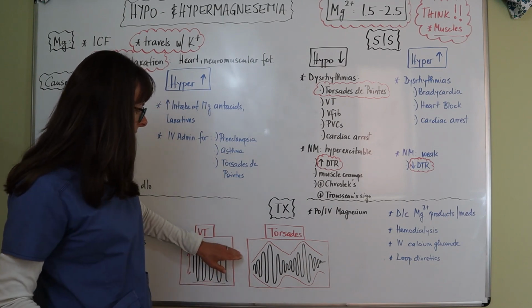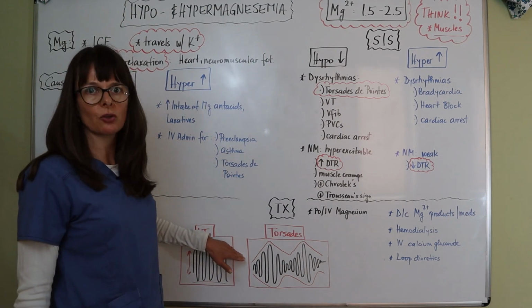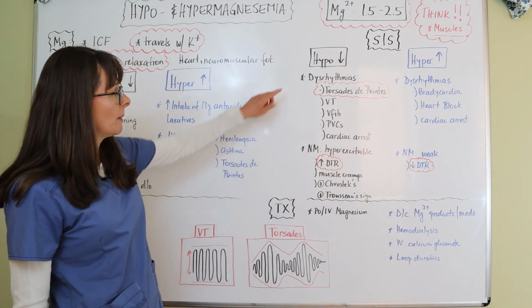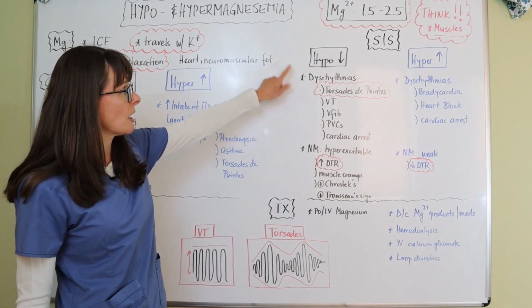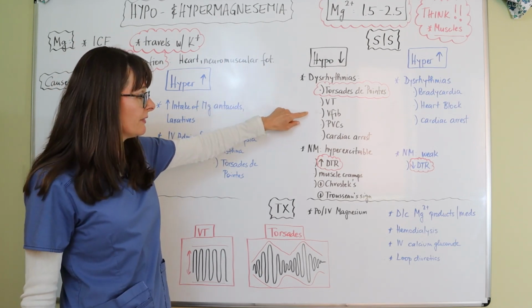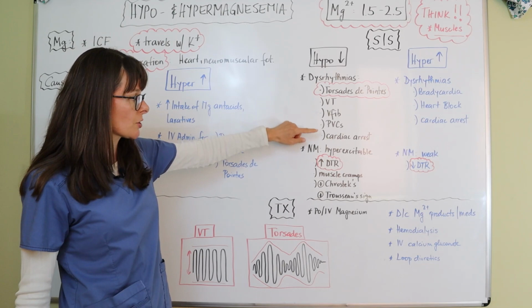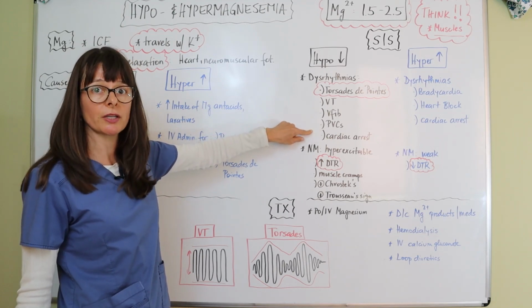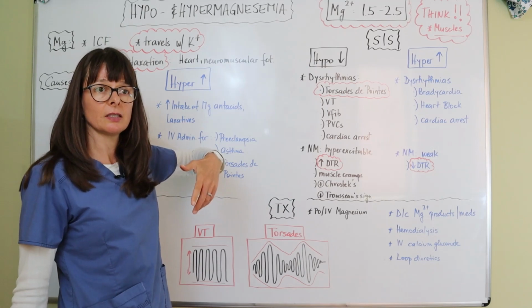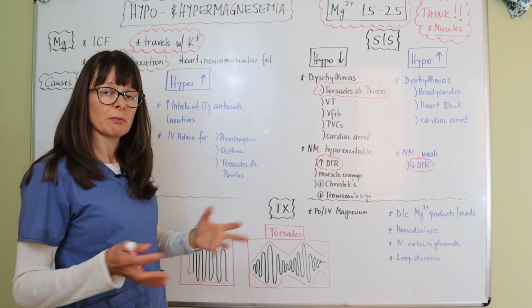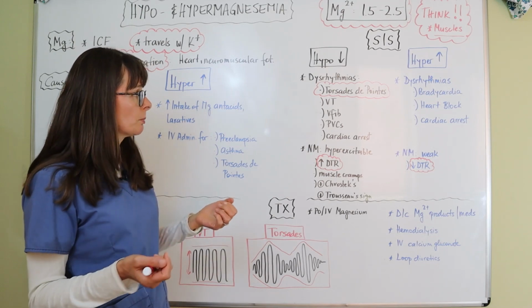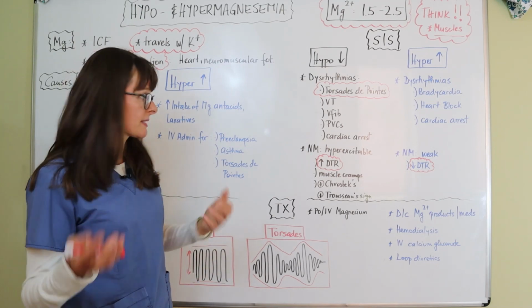And if you see that on the monitor, right away you should think about hypomagnesemia. In addition to torsades, hypomagnesemia can cause regular VTAC, VFib, premature ventricular contractions, and can go as far as cardiac arrest because the muscles just don't have the ability to relax, because we are low on magnesium levels and everything is just super hyperexcitable.